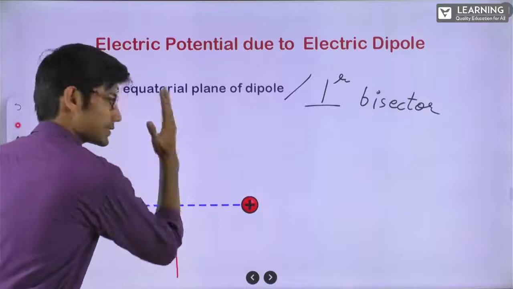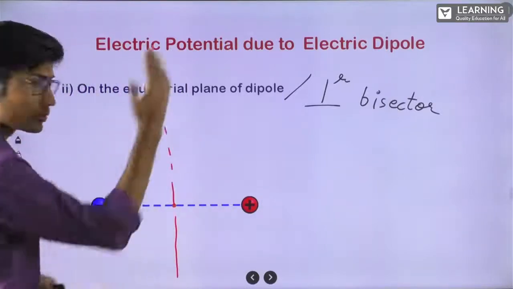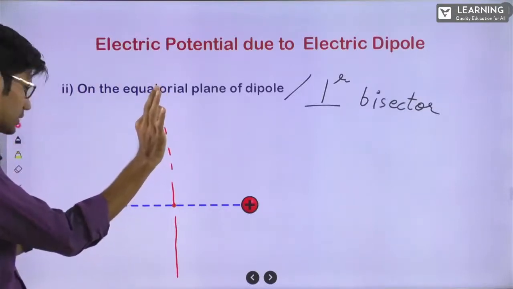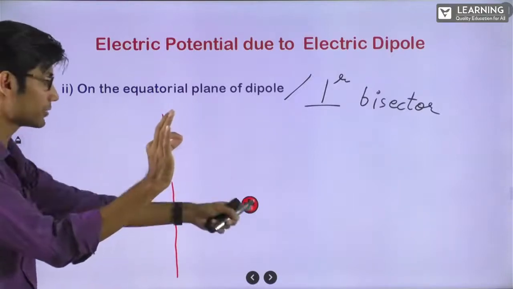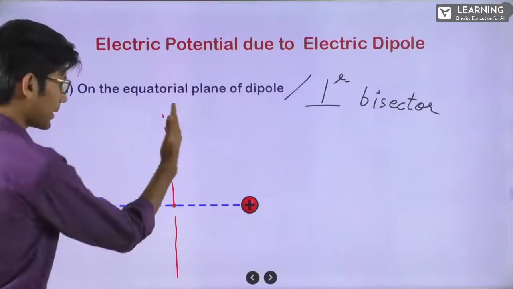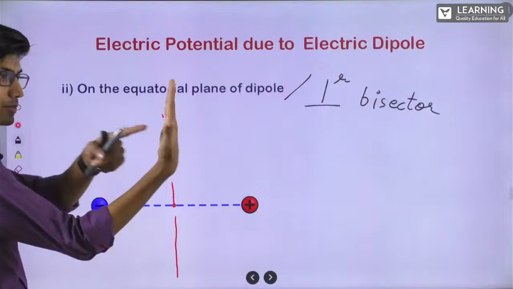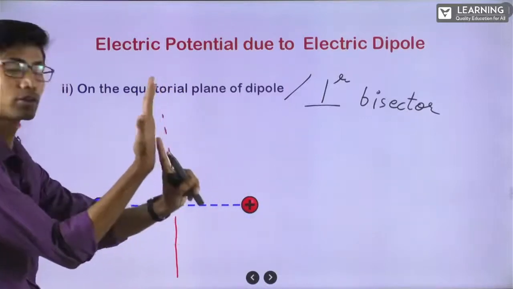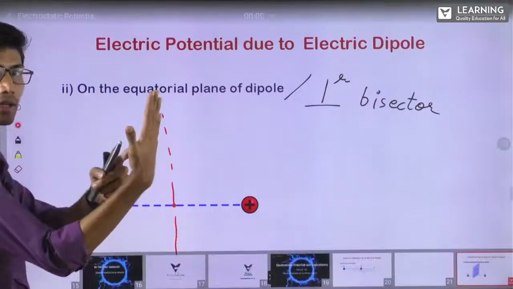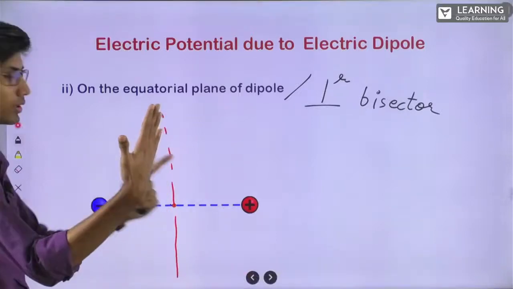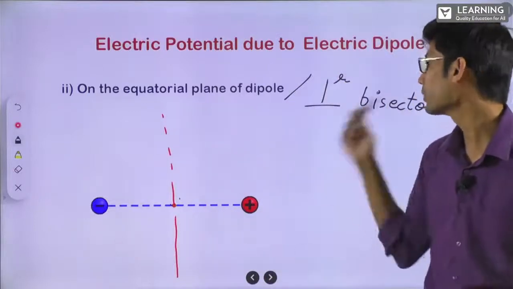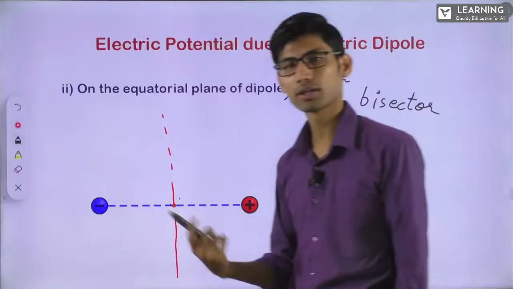Understand? If there is a plane like this, now it is coming out also and it is behind this line also. Alright? Any point here, from this charge it will be at some distance, and from this charge it will be at some distance, and both the distances will be same because this plane is passing from the mid. Correct? If this point is here, from here to here, from here to here, the distance will be same. And if I join this center and this point, this line will be perpendicular bisector. Yes or no? That means equatorial plane of dipole or perpendicular bisector, we can say it as the same thing. Alright?